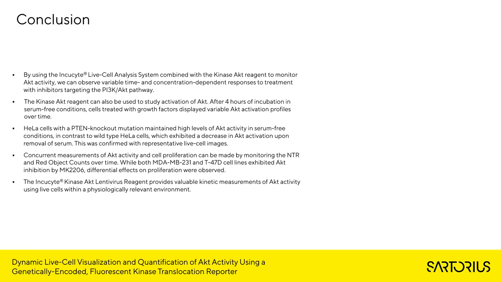Concurrent measurements of AKT activity and cell proliferation can be made by monitoring the nuclear translocation ratio and red object counts over time. While both MDA-MB-231 and T47D breast cancer cell lines exhibited AKT inhibition by MK2206, differential effects on proliferation were observed. The IncuCyte kinase AKT lentivirus reagent provides valuable kinetic measurements of AKT activity using live cells within a physiologically relevant environment.